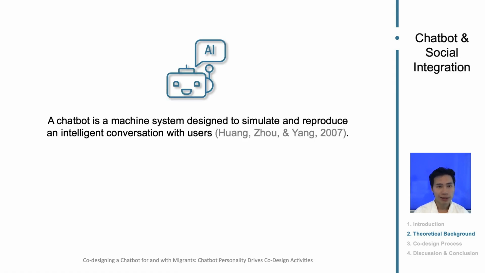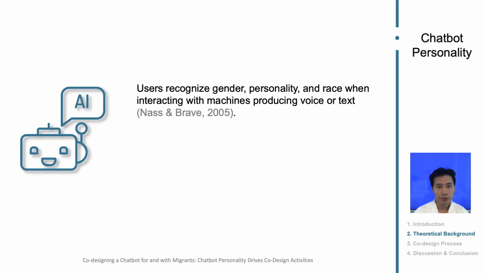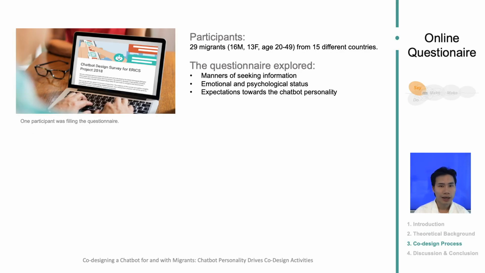Some people may ask, what is a chatbot? A chatbot is a machine system designed to simulate and reproduce an intelligent conversation with users. Chatbots present availability to billions of users in real time and low-threshold access to data and service for the general public. Research has shown people tend to attribute personality to chatbots. A chatbot requires personality to build an impression that the chatbot exists as an intelligent being and to become convincing in the user's eyes.